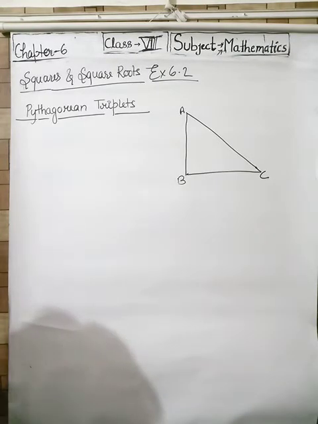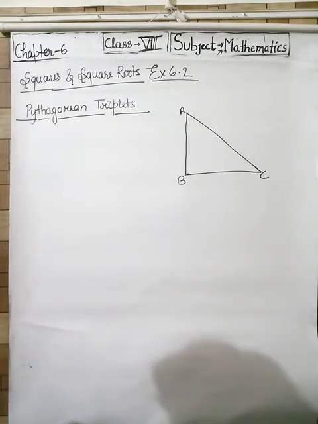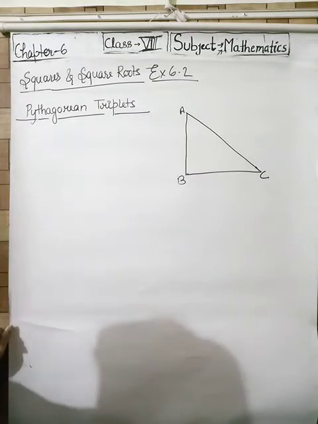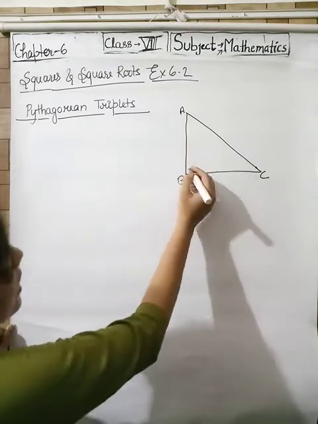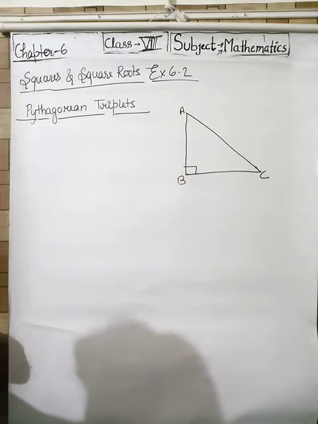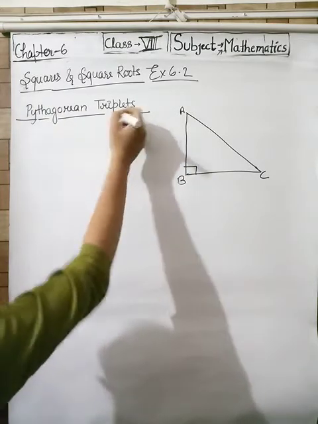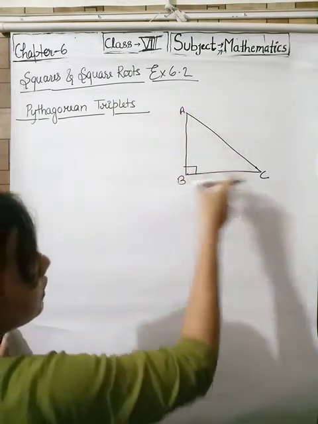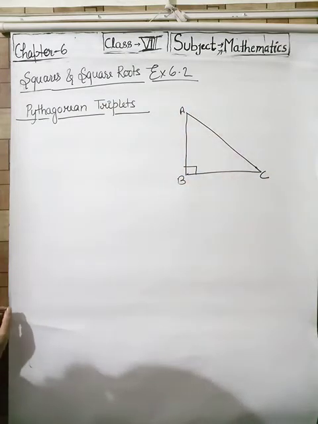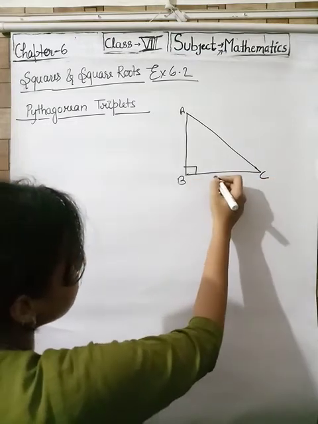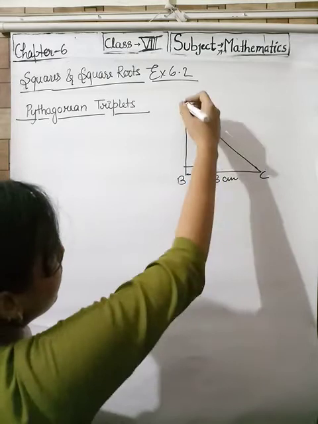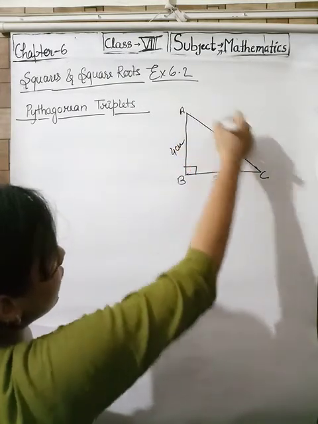Now the next topic is Pythagorean triplet. So what are Pythagorean triplets? Pythagorean triplets are three integers such that they represent the sides of a right angle triangle. How? Suppose we have been given a right angle triangle ABC. Then if BC is 3 centimeter and AB is 4 centimeter, then what about AC?